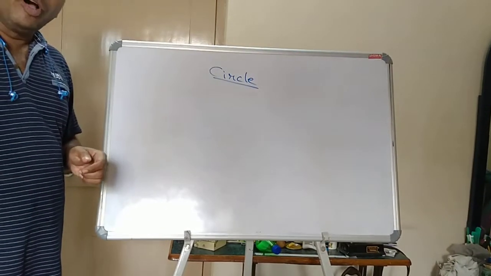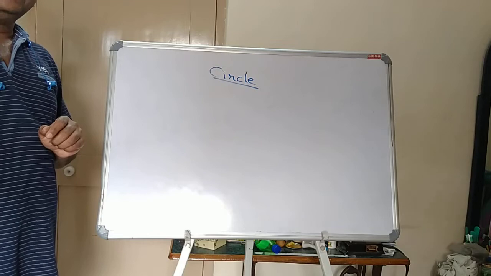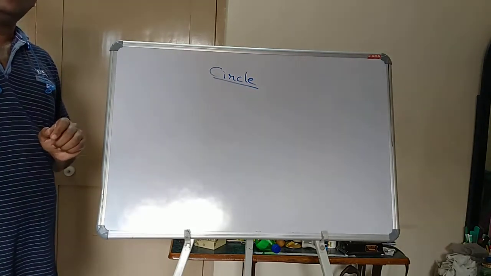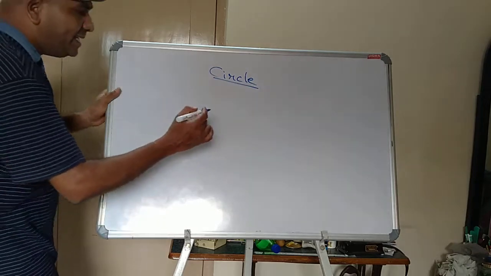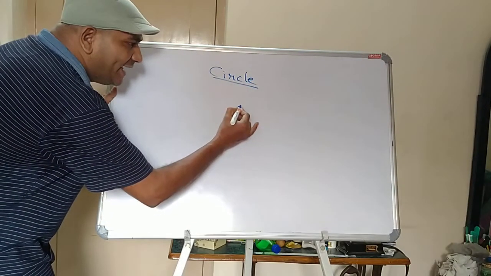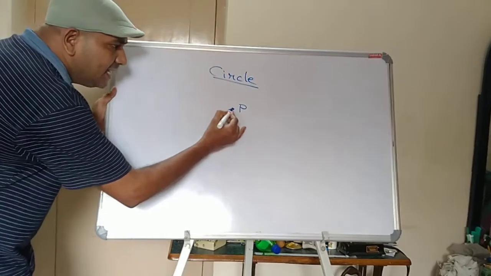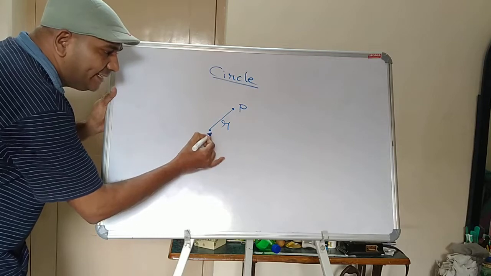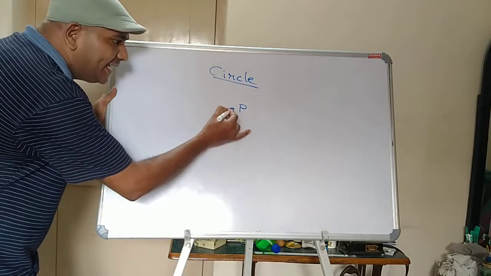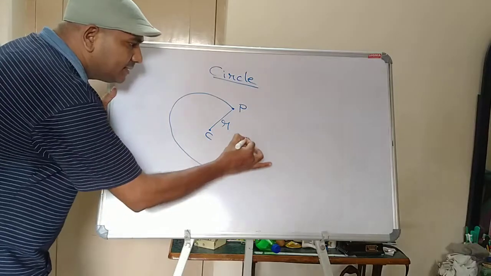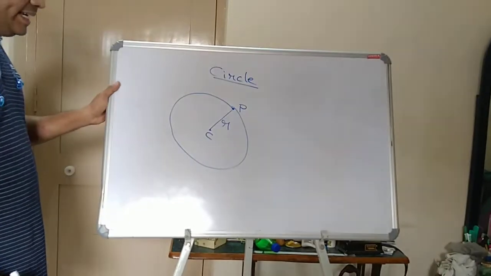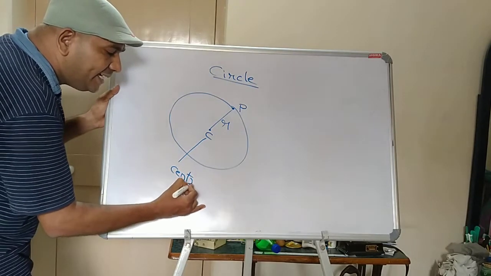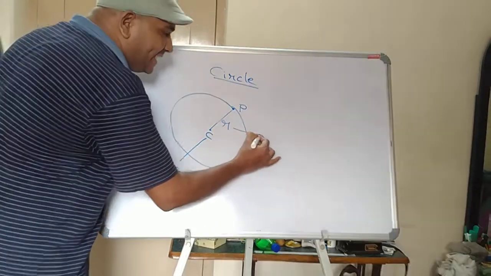The locus of a point which is at a constant distance from the fixed point is called a circle. The fixed point is called the center. The constant distance is called the radius.